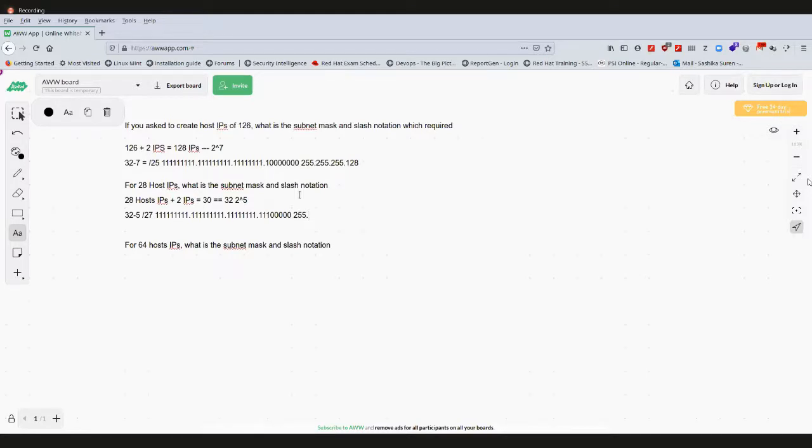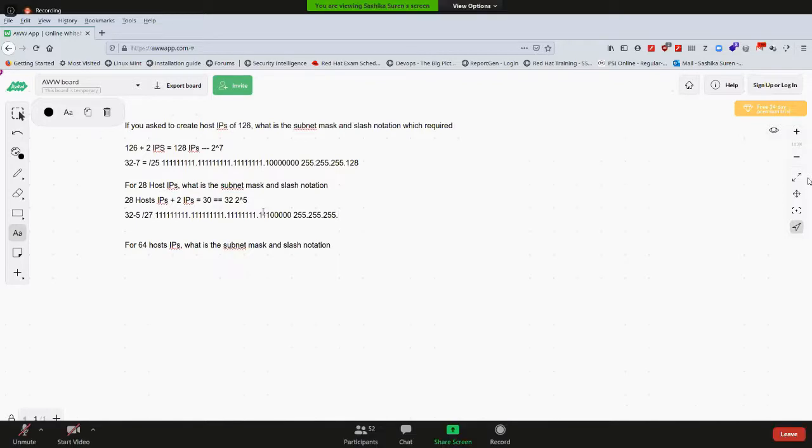So the subnet mask will be 255.255.255. What is the value? 224.